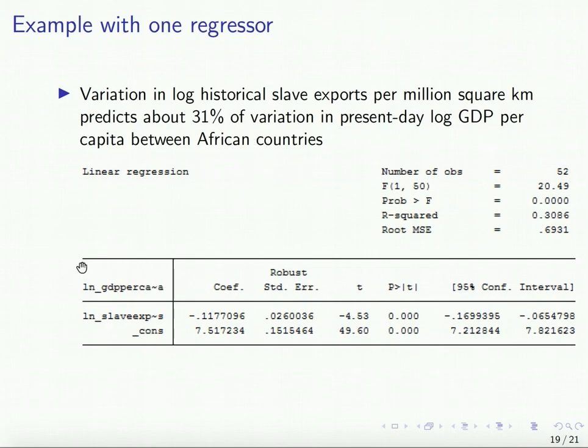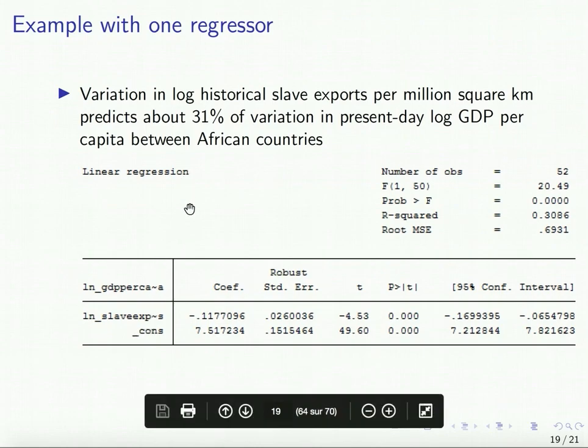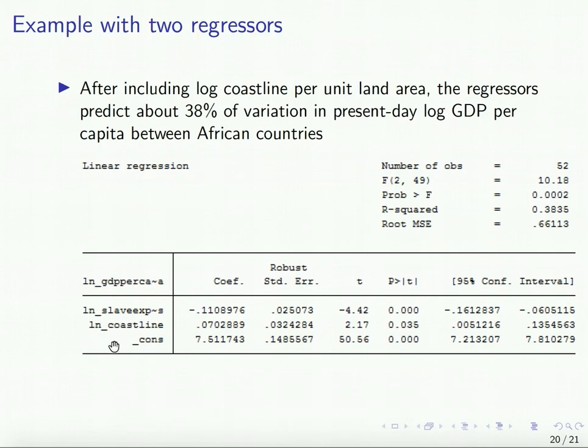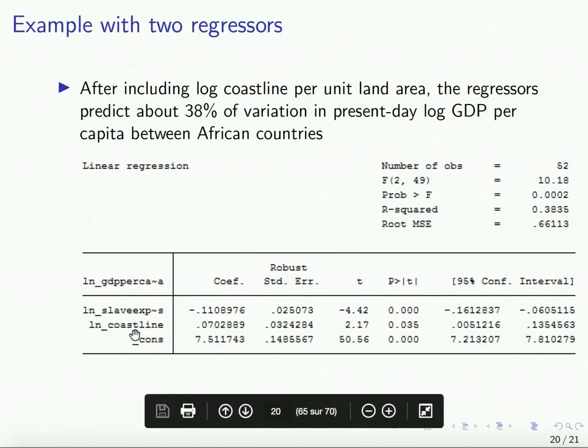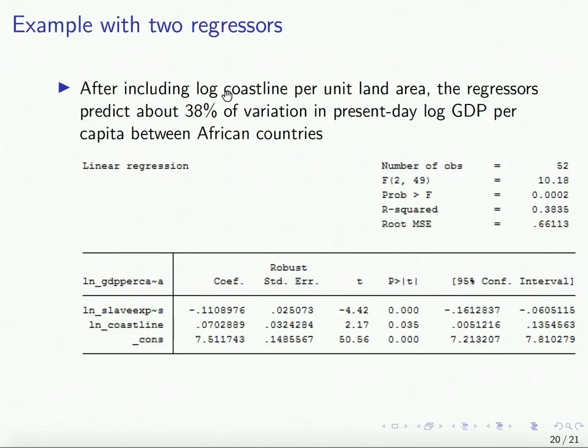Now say I add to this regression another, what is going to be a control variable. Specifically, I'm going to add the log of coastline. What happens to my R squared? Well, it's going up now. This is again coming from what we said before. If you add control variables, if you add regressors to your model, this is mechanically going to increase R squared, or at the very least, just keep it stable.